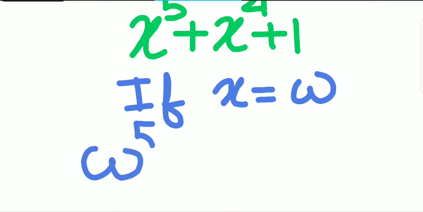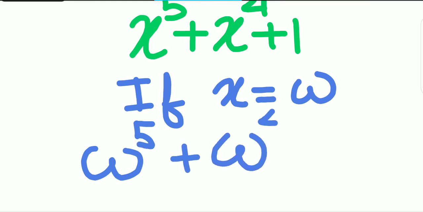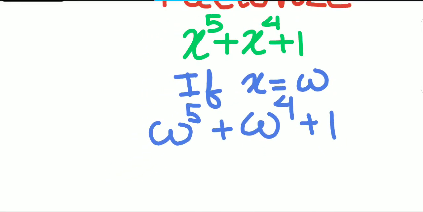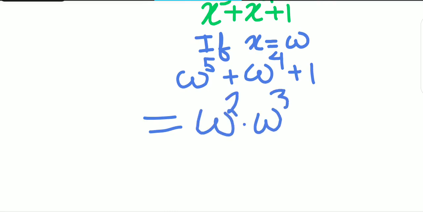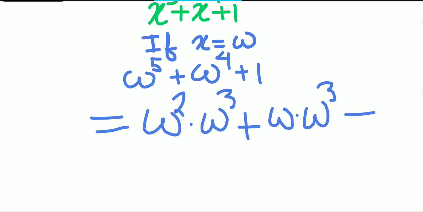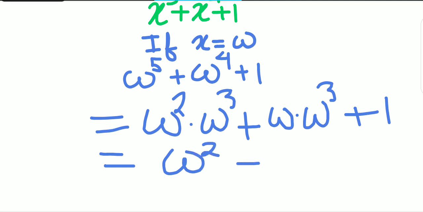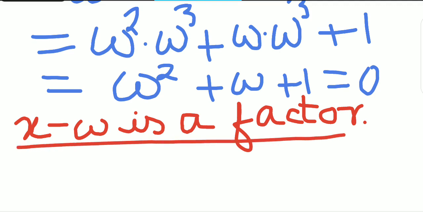Omega to the power 5 plus omega to the power 4 plus 1. How much is that? So that's equal to omega to the power 5 is omega square into omega cube. Omega to the power 4 is omega into omega cube, plus 1 as it is. Now we know that omega cube equal to 1, so this is simply equal to omega square plus omega plus 1, and that's equal to 0 if omega is the complex cube root of unity. So we see that x minus omega is a factor of this expression.